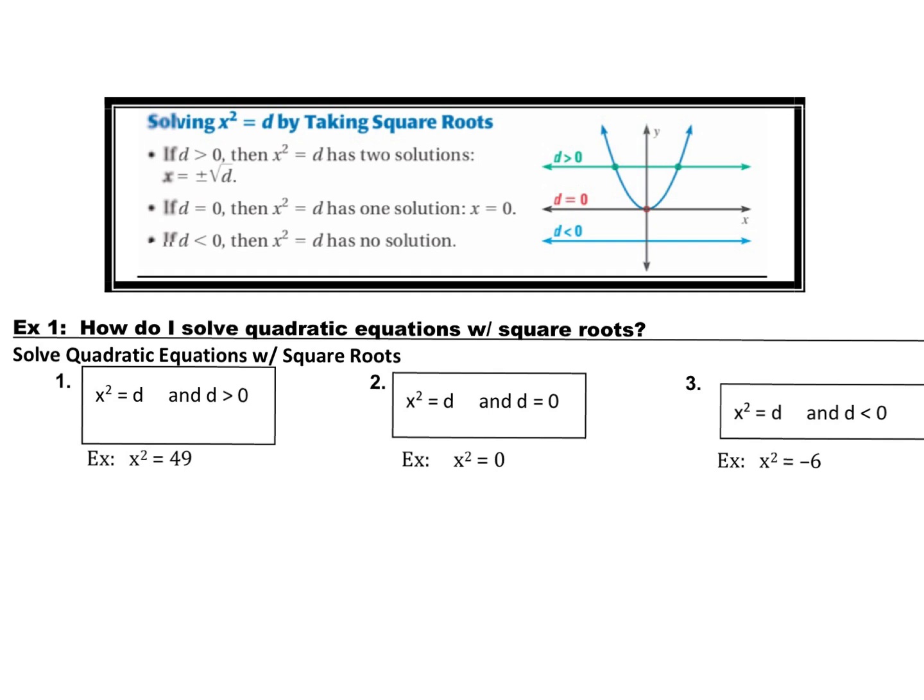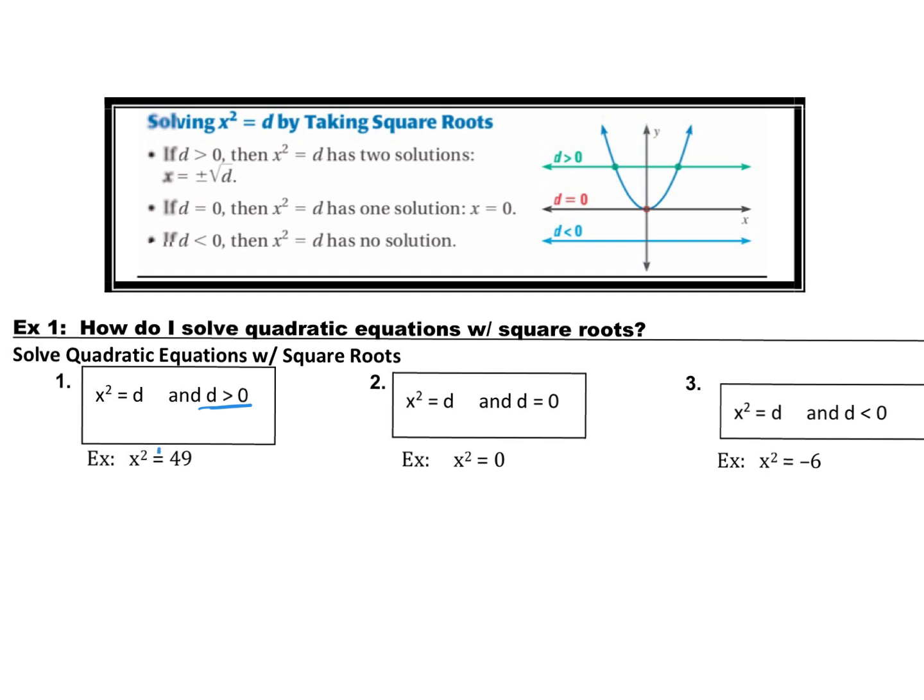In this lesson, we're going to use square roots to solve quadratic equations. Example 1, how do I solve quadratic equations with a square root? First of all, we know that it's a quadratic equation when we have an x squared, and we should expect to get two solutions. For number 1, we have x squared is equal to d, and d is going to be greater than 0.